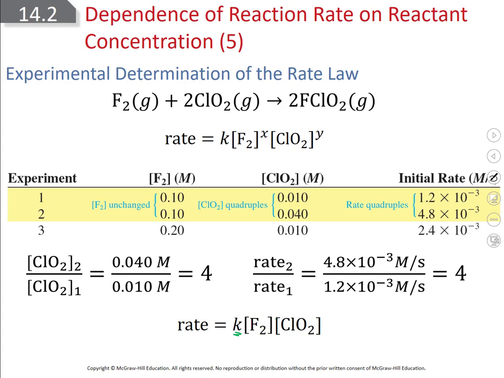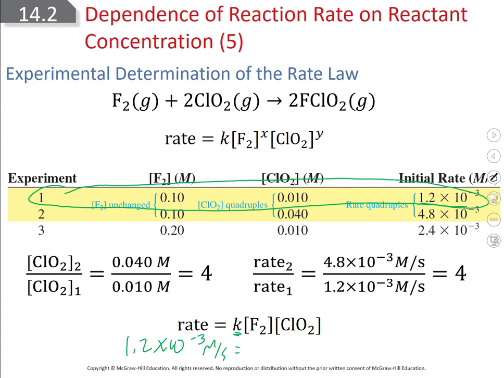So what that means is I'm going to take experiment 1 here, and I'm going to plug in its rate. So that's 1.2 times 10 to the negative 3 molar per second equals K. And then I'm going to plug in what I have as the concentration of fluorine. So that's 0.1 molar. And what I have is the concentration for the chlorine dioxide, so that's 0.010 molar.